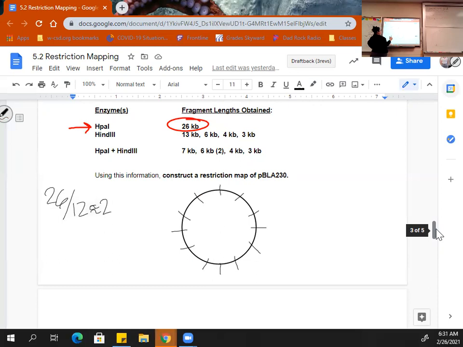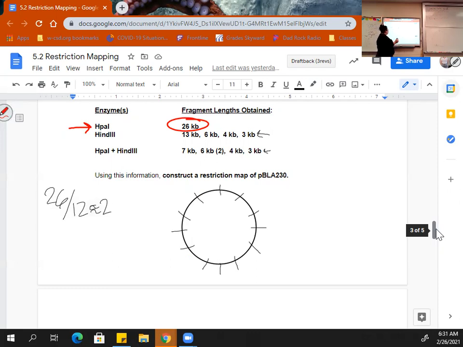Next, we know that HpaI has only 1 cut. And we know that we are going to end up getting 5 fragments at the end, but we have 4 fragments from HindIII. So what I would start with is doing the HindIII cuts and then placing our HpaI cut where we need it in order to make the extra fragments that we have.